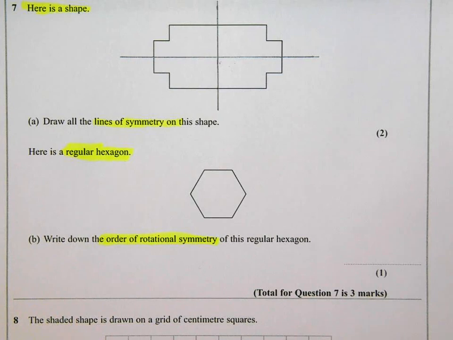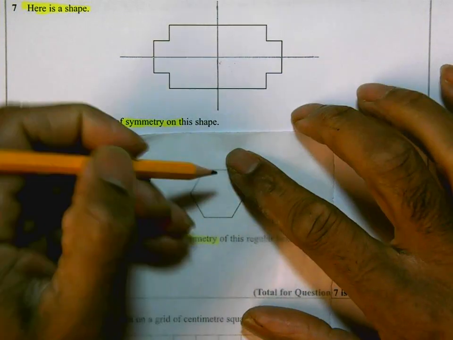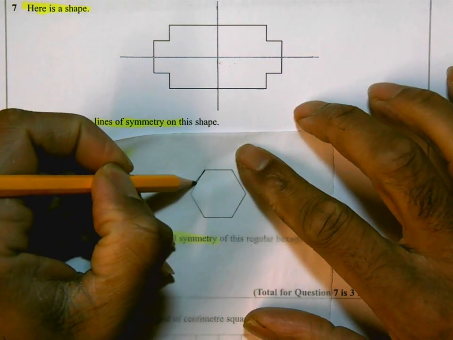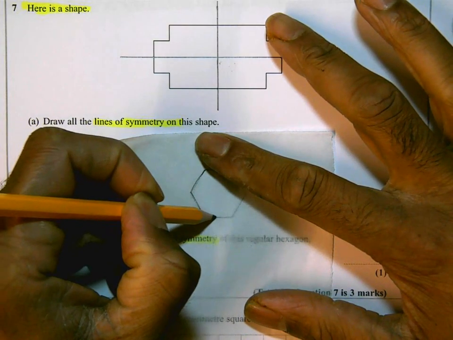Now the order of rotational symmetry of a shape is the number of times you could spin this shape around so that it actually overlaps onto itself. Now you could use tracing paper for this, right? But I think a lot of people will know this straight off without having to use the tracing paper. But I'm just going to show it here with the tracing paper.